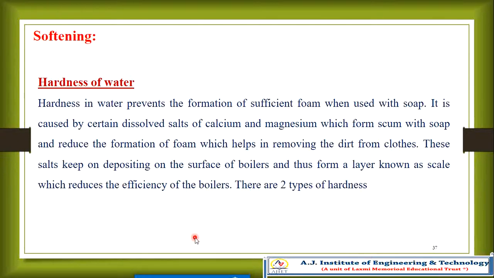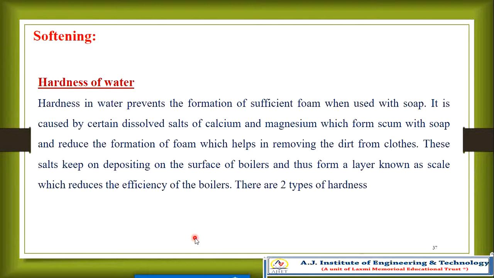Hardness is important: it prevents the formation of sufficient foam with the soap. It is caused by certain dissolved salts of calcium and magnesium, which form scum with the soap and reduce the formation of foam, which helps in removing dirt from the clothes. These salts keep on depositing on the surface of the boilers, and thus form a layer known as scales. That is the process.